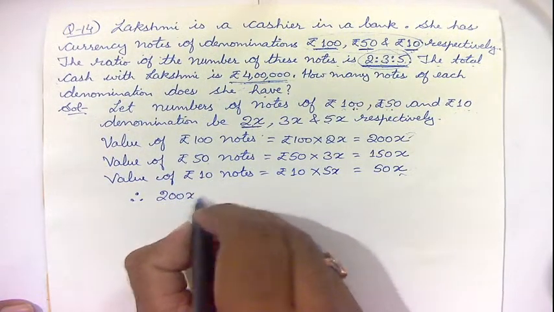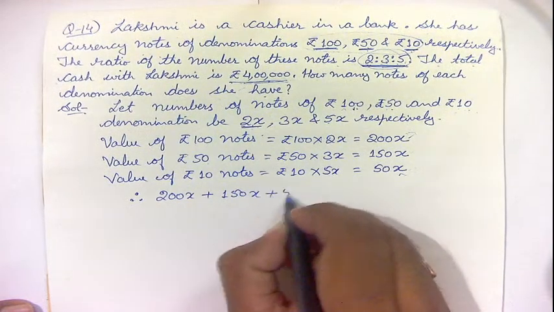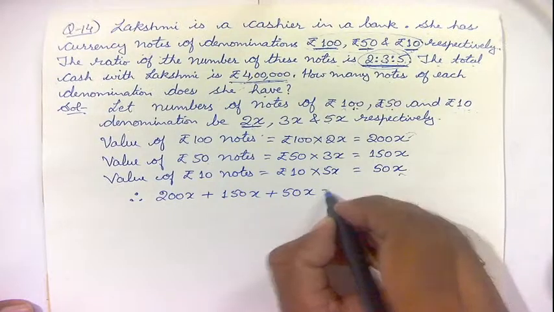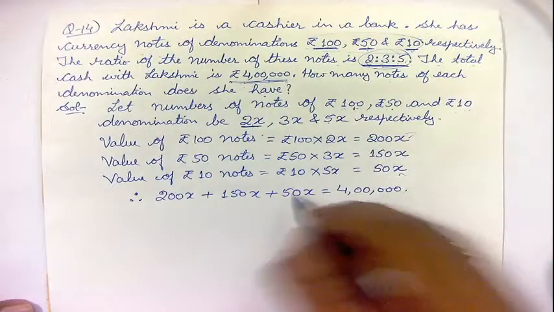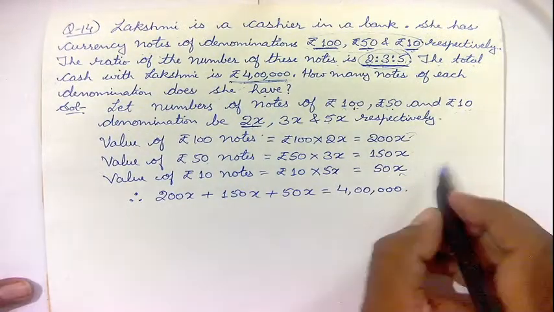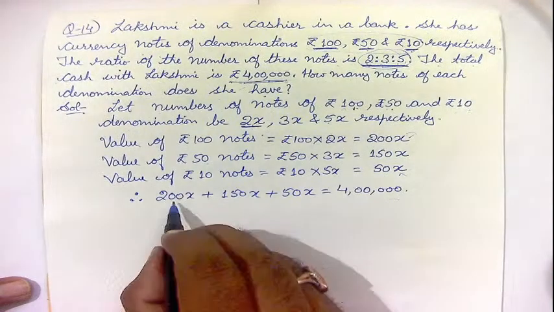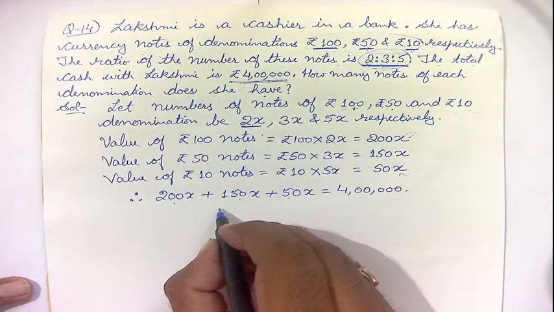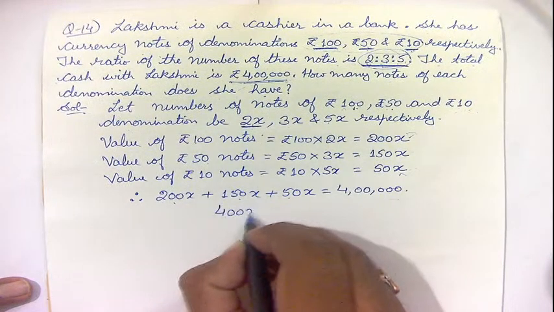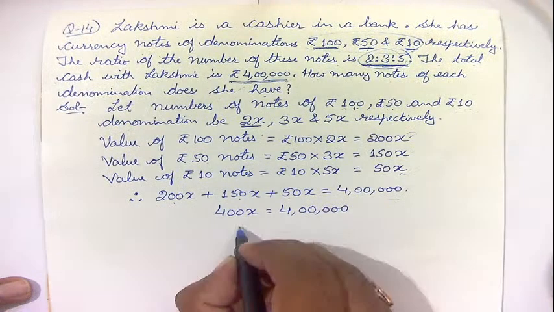200x plus 150x plus 50x, the value becomes 4 lakh. So this is the equation which we have. And if you have to now solve this equation. So 200x plus 150x plus 50x. If you add all these, you get 400x. It is equal to 4 lakh.